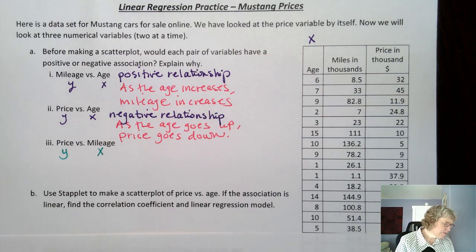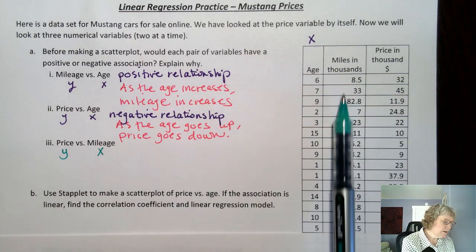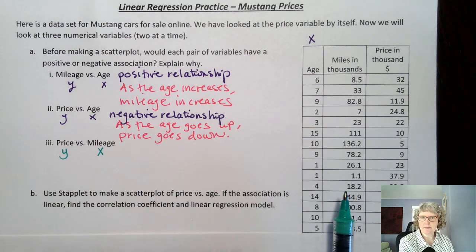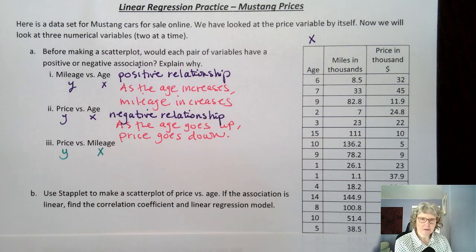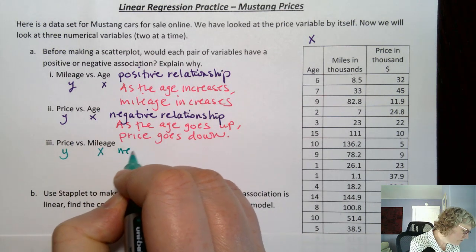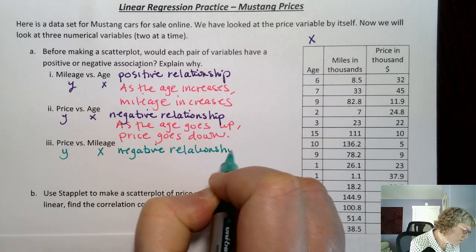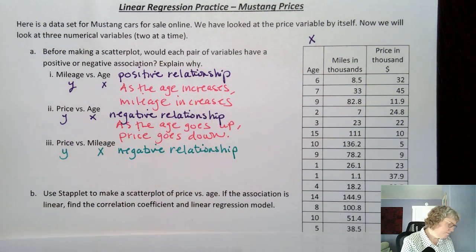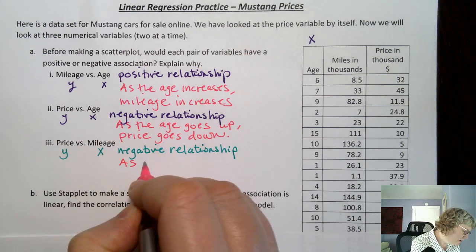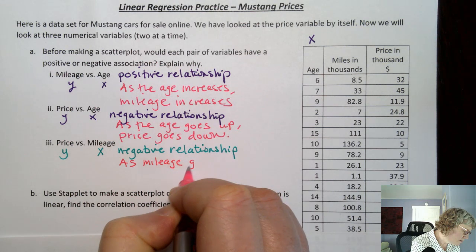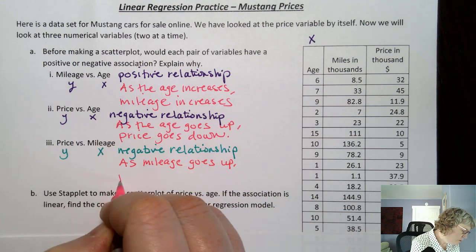Now what do you think as far as positive or negative? As the mileage goes up, what happens to the car's price? As the mileage goes up, it generally has less life left, right? So the price would go down. As one goes up, the other goes down. So this is also a negative relationship. As mileage goes up, price goes down.